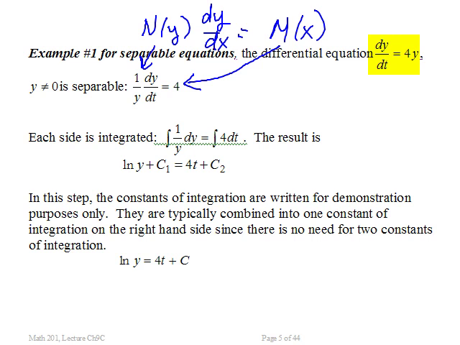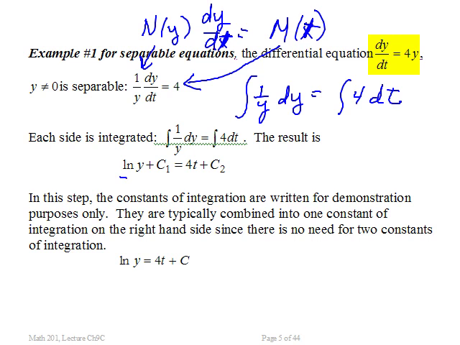So I'm going to write this as 1 over y dy equals 4 dt. This is a function of time, not y. So this can be a t, and this is a function of time. Now I'm going to integrate both sides.